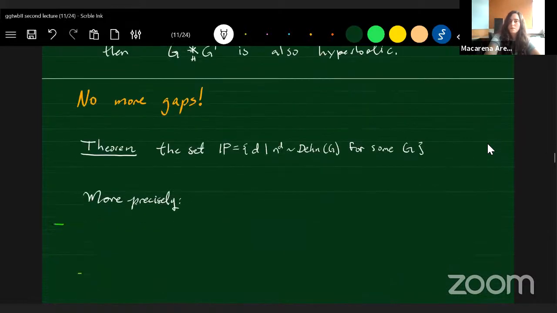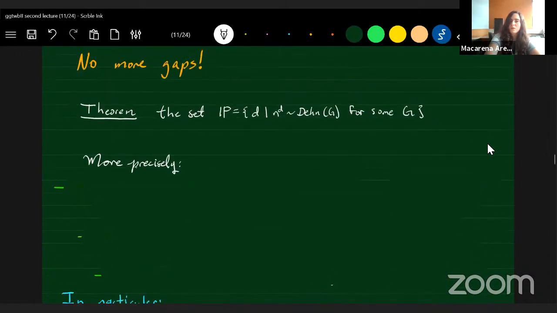Okay, so the next natural question is whether there are other gaps in the isoperimetric spectrum. And it turns out that this is not the case. In fact, the isoperimetric spectrum is dense in the interval [2, infinity). So outside of the interval [1, 2], everything else is achieved. The isoperimetric spectrum is dense in this set. And a more precise statement is the following.